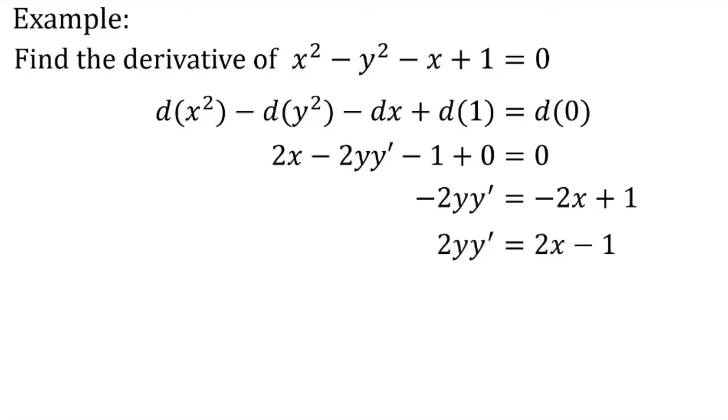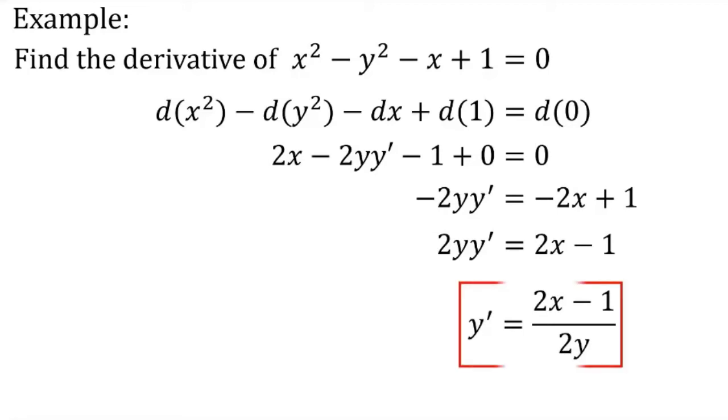Let us divide both sides of the equation by -1. So this will become 2yy prime equals 2x minus 1. Divide both sides of the equation by 2y. So it will become y prime equals 2x minus 1 all over 2y. This is already an acceptable answer.